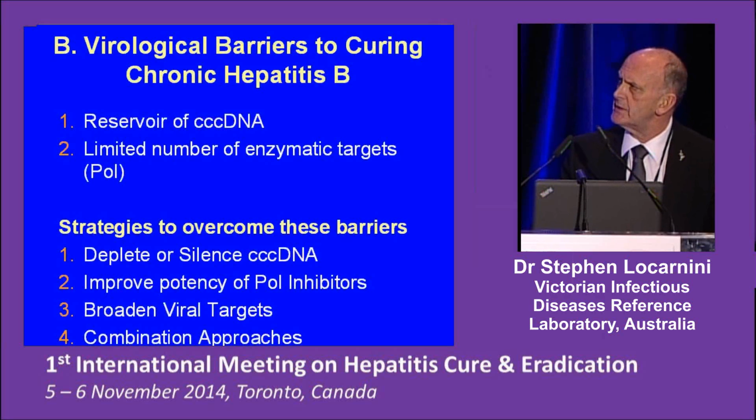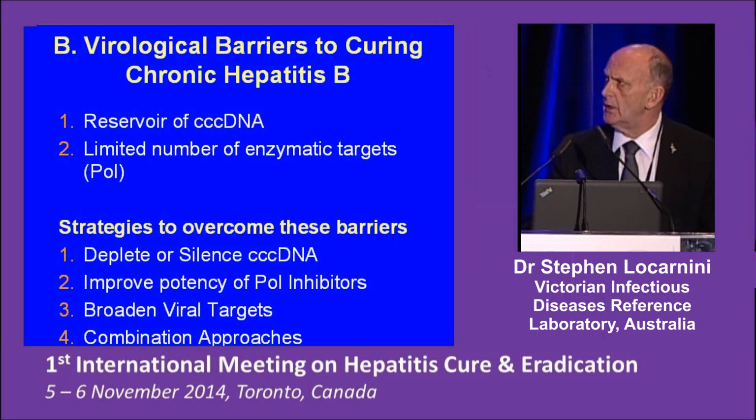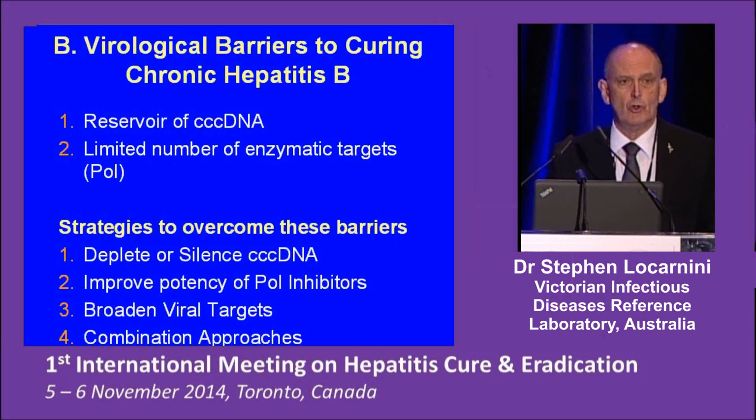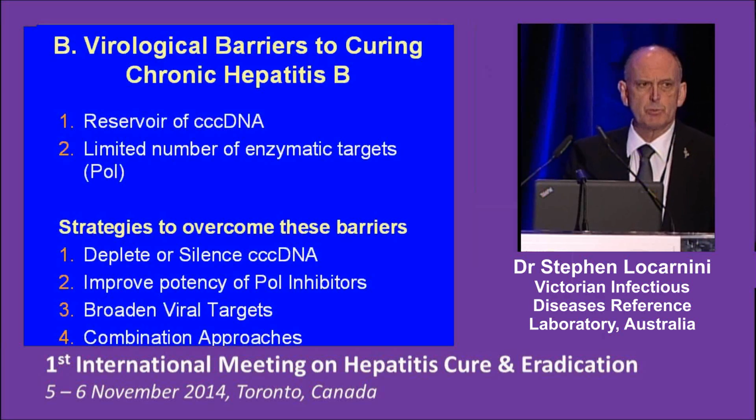So what are the barriers that the virologist sees in terms of curing hepatitis B? We've talked about this cccDNA, and I'll come back to that in a minute. We are restricted by the limited number of enzymatic targets. We've only got a priming reaction, a reverse transcriptase reaction, and an RNase H activity to deal with. So the strategies that we've looked at over the years to overcome some of these barriers have been programs around depleting or silencing the mini chromosome, improving the potency of our inhibitors, broadening our targets, and of course, when all else fails, put it all together and hope for the best. But I'll actually show you some points that will hopefully clarify that just putting everything together is not necessarily going to be a good thing.